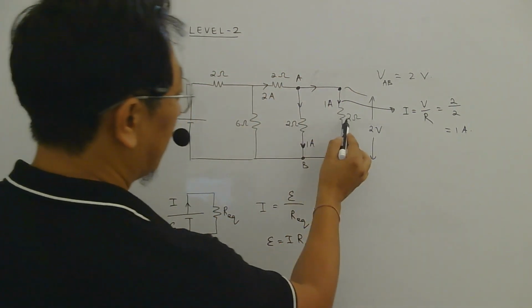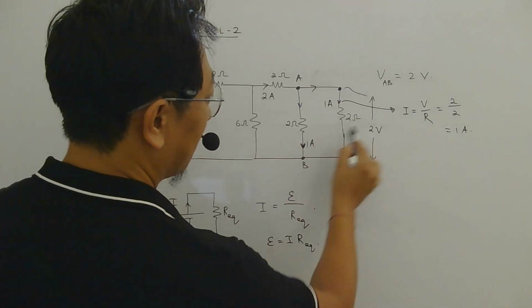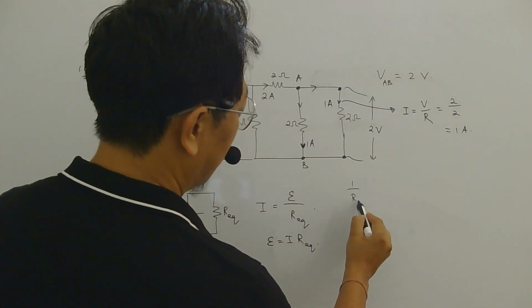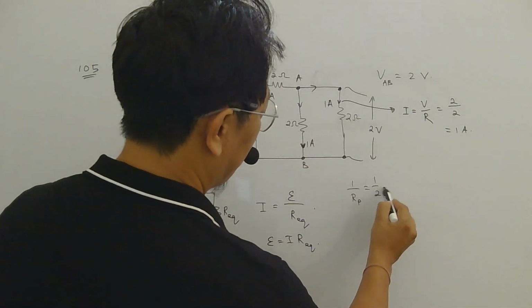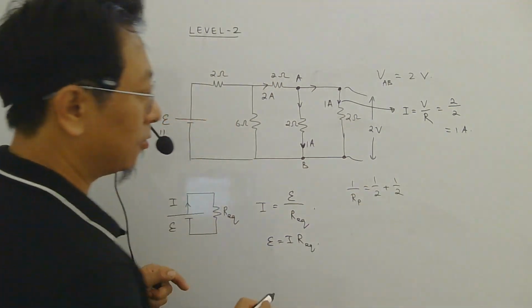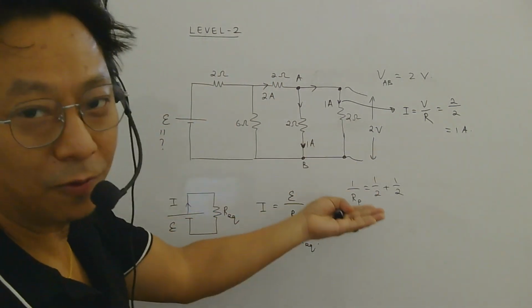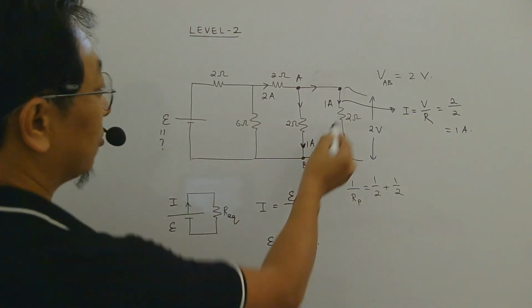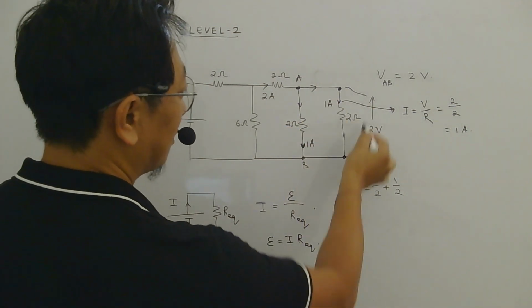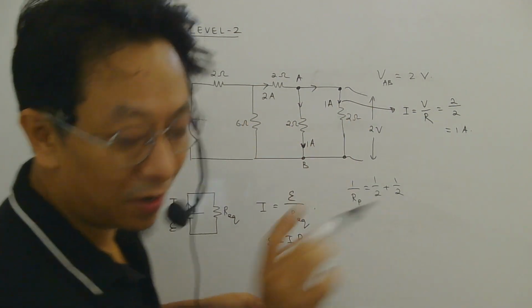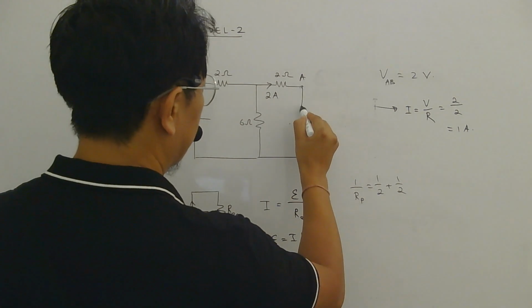And this 2 ohm and 2 ohm are in parallel. So in parallel, what is the equivalent resistance? 1 by Rp, 1 by 2 plus 1 by 2, which will be 1. Reciprocal will be also 1. So this whole circuit can be replaced by 1 ohm resistance, right? 1 ohm resistance.